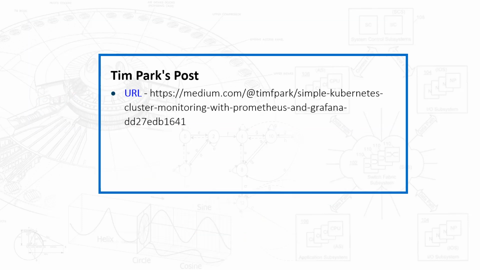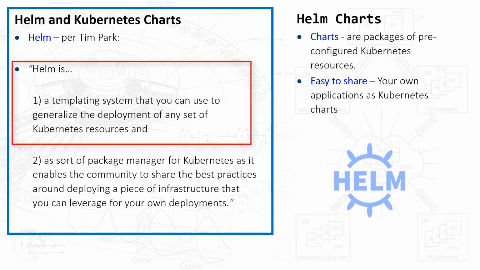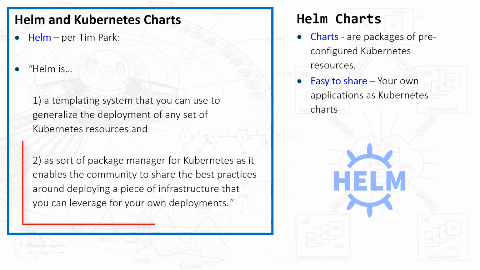If you're looking for more of a verbal description, a blog post, here Tim Park has a great post that discusses some of the things I discuss, so feel free to go there to get more information. Tim does a great job explaining what Helm is. Helm is basically a templating system that you can use to generalize the deployment of any set of Kubernetes resources. It also can be thought of as a package manager. It enables a community to share these best practices.